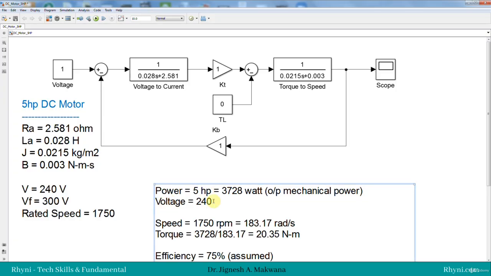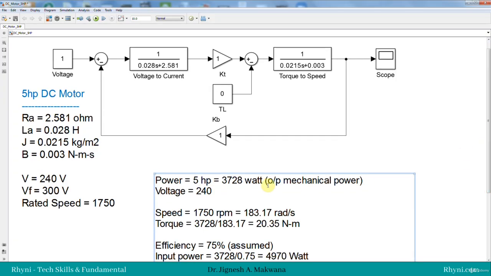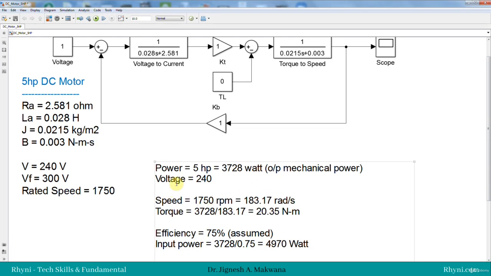So voltage is 240 volt. Remember, it is output mechanical power. If we want the input mechanical power, we need the efficiency. Input power will be higher than the output. The speed is given, rated speed is 1750 rpm.